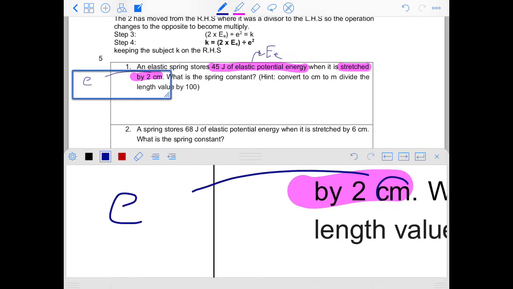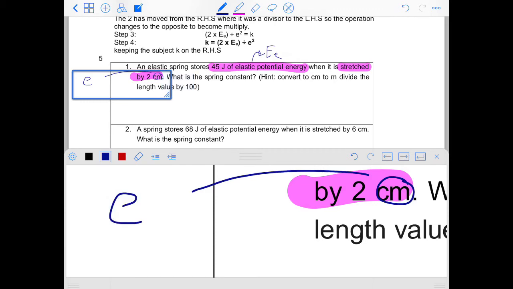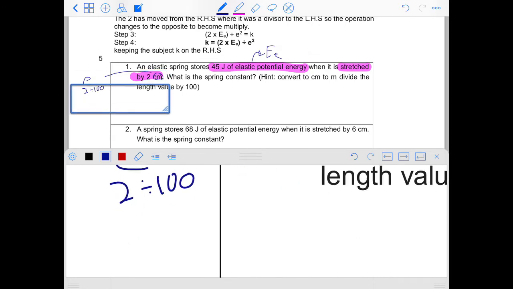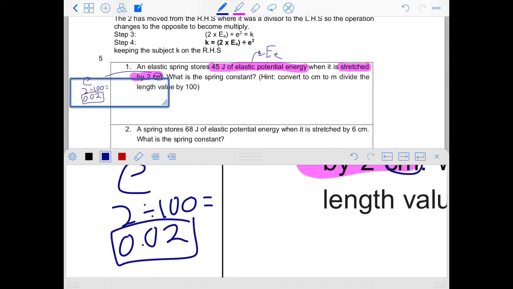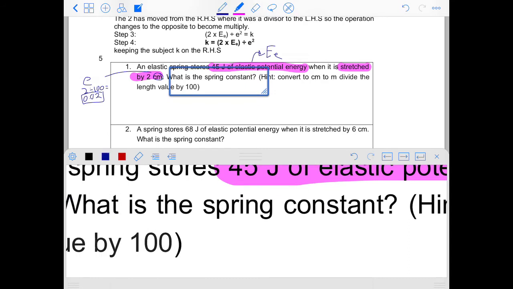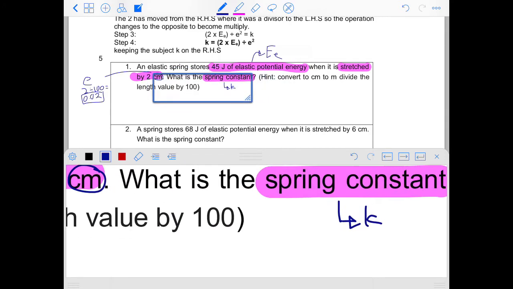We see here it is 2 centimeters, so we need to convert that to meters. To convert centimeters to meters, divide the length value by 100. So 2 divided by 100 is equal to 0.02. So we know our extension is equal to 0.02. What is the spring constant, which is represented by k? That's what we need to figure out.